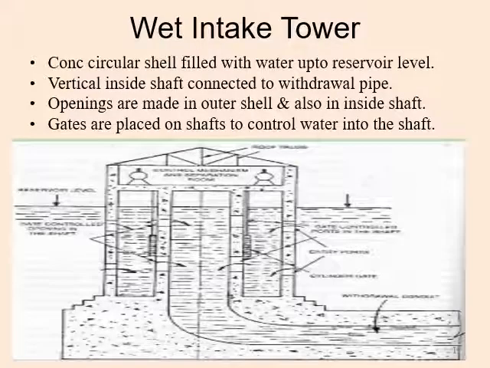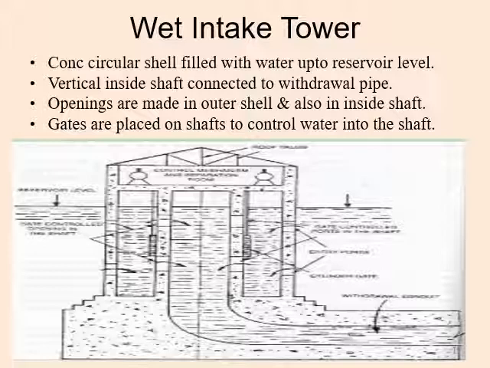So what is the meaning of wet intake structure and dry intake structure? Here in the intake structure, the water level is shown. The concrete circular shell is filled with water up to the reservoir level. So up to the reservoir level, the concrete shell for water, circular shaped, is filled. A vertical inside shaft is connected with the vitral pipe. So the outer portion is known as the shell.